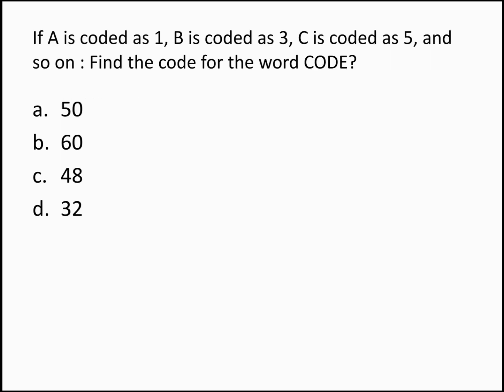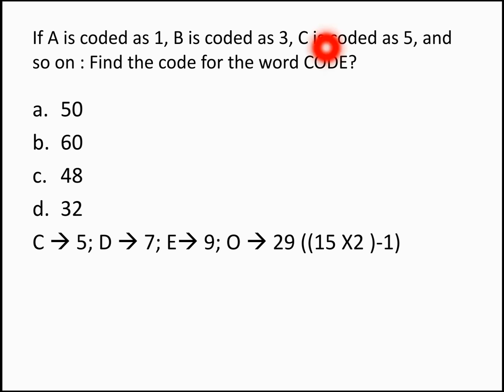If A is coded as 1, B is coded as 3, C is coded as 5 and so on, find the code for the word code. Right? So C is coded as 5, D is coded as 7, E is coded as 9 and O, we know it's the 15th letter, so 15 into 2 gives you 30 and 30 minus 1 is the code for O, that is 29, right? So adding all these you get your answer to be 50.